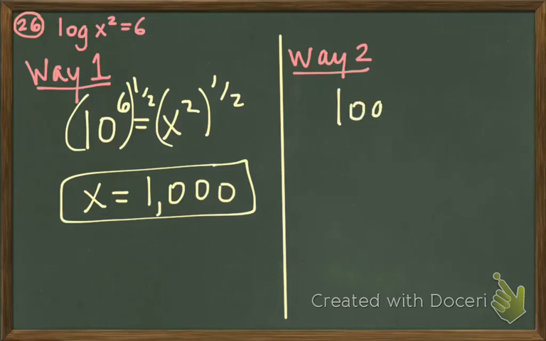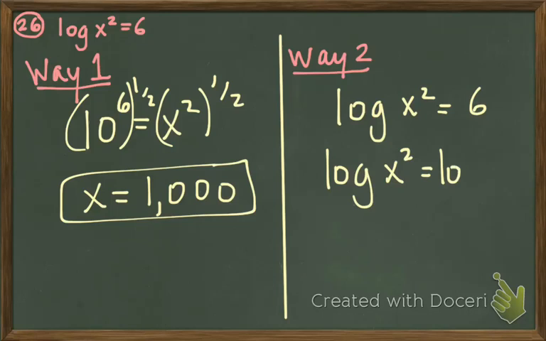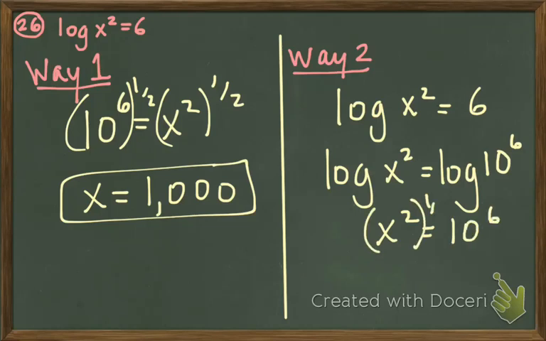So I have log of x squared equals 6. I want to rewrite the right side so that it is also a log 10 expression. What gives me 6 is log base 10 to the 6th. Because of that, I can set x squared equal to 10 to the 6th, raise x to the 1/2 power, and I get x equals 1,000.